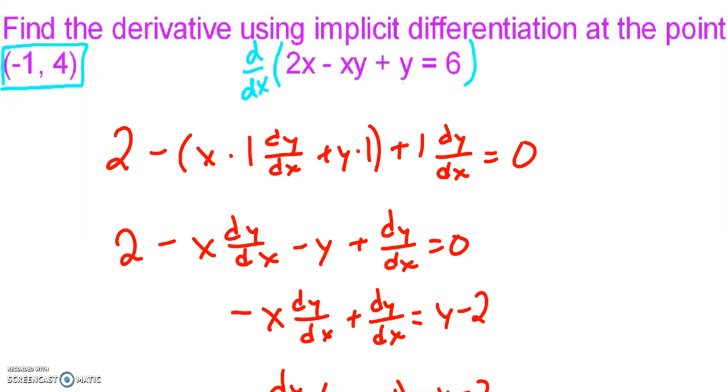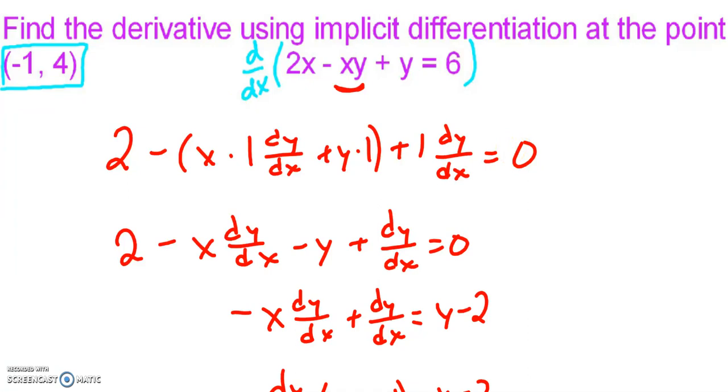I do want to point out a couple things here when we are taking the derivative with respect to x. So the derivative of 2x is 2. However, we need to use the product rule here. So we have the first times the derivative of the second. So x times the derivative of y, which is 1 dy, plus the second, which is y, times the derivative of x, which is 1. Then we took the derivative of y with respect to x, which would just simply be 1 dy/dx. The derivative of 6 is 0.